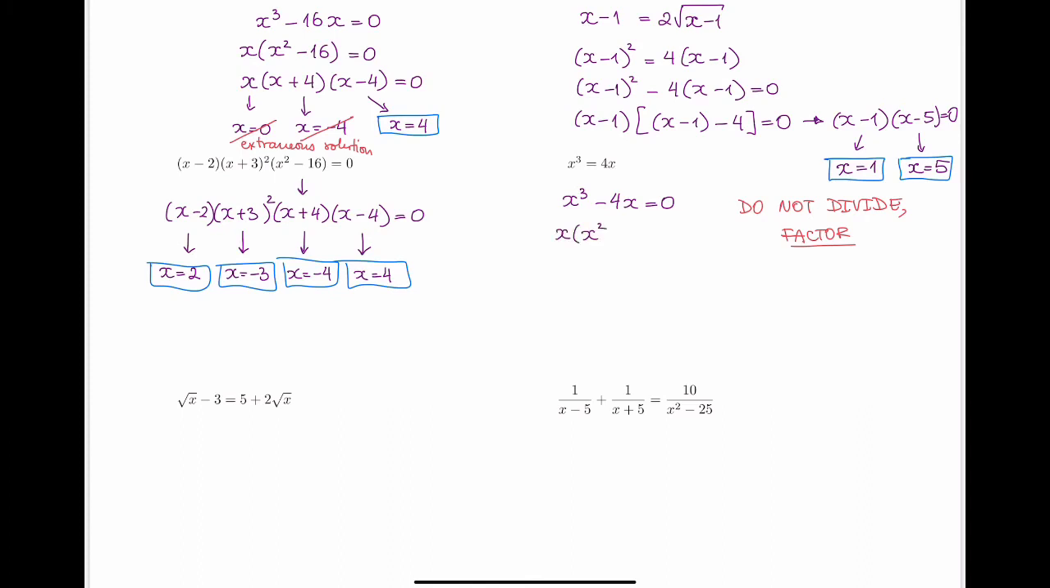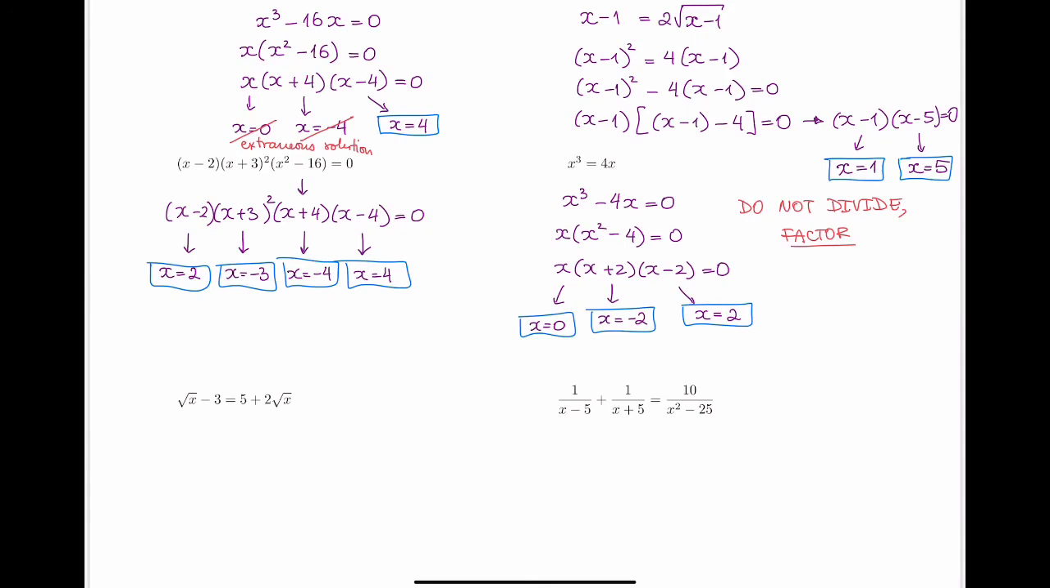I'm going to have x squared minus 4 left. And then I can further break down my second bracket into the difference of squares, plus or minus 2. And here I'm going to have solutions x equals 0, x equals -2, and x equals 2. Again, none of these are going to be extraneous. I didn't have any square roots, so these are all of my solutions.